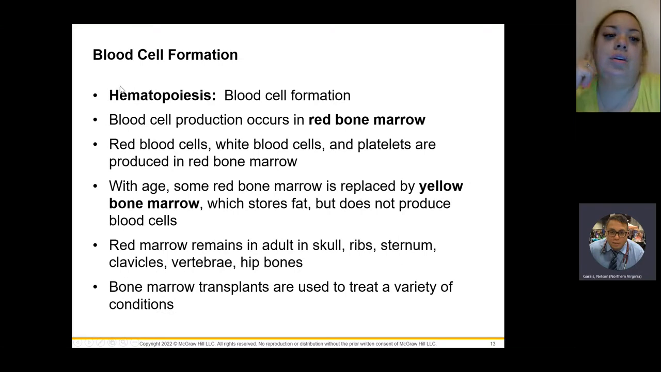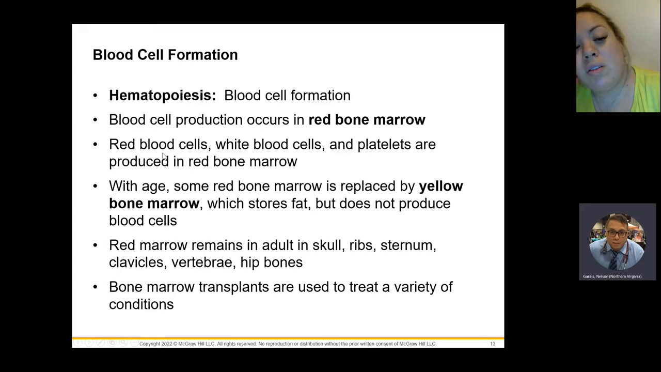There it is, hematopoiesis. I always spell it wrong. It's I before E, especially after this O. I don't know the rule. Blood cell formation. Hemat means blood. Poiesis means production of. It is in red bone marrow.